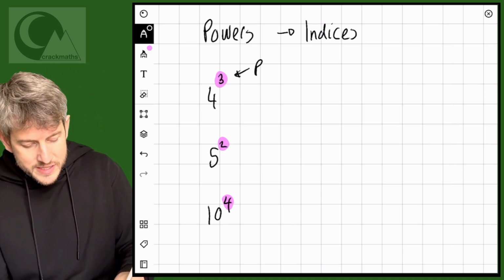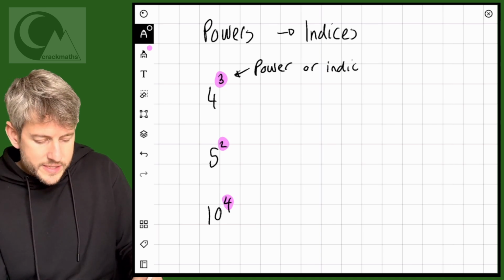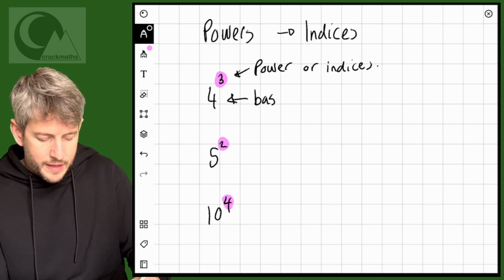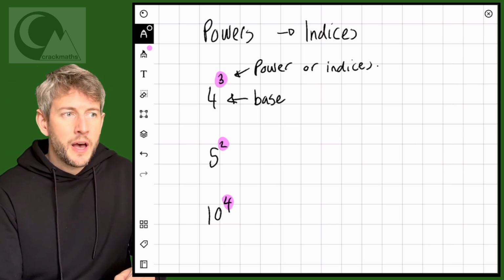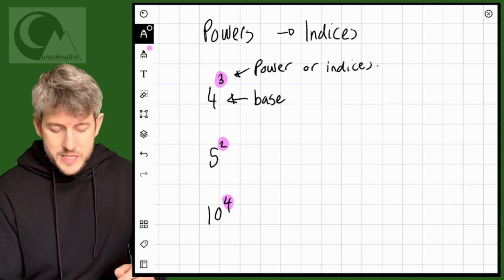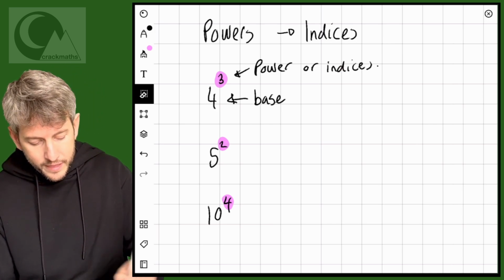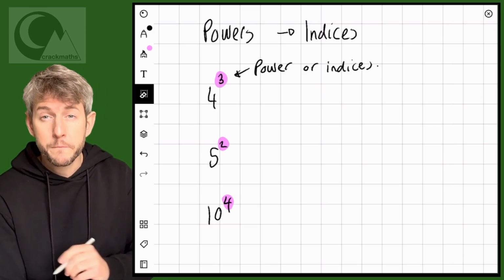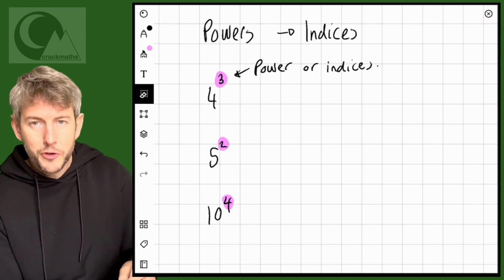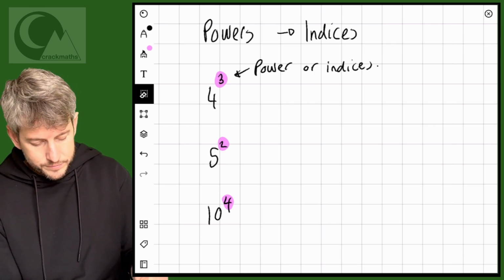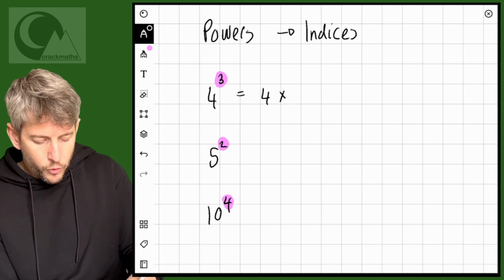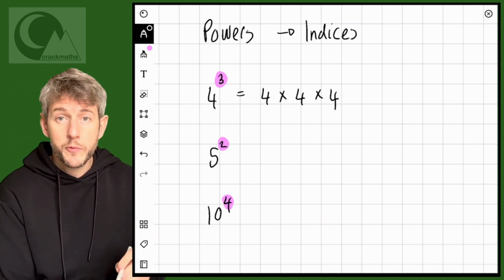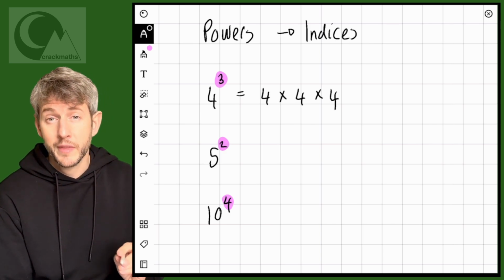So here, this is what we refer to as the power or indice, and this number here is what we refer to as the base. So this bit highlighted is the power indice and this bit below it is the base. Now the power dictates how many times we're multiplying together the base number. So if we've got 4 to the power of 3, this is going to equal 4 times 4 times 4, because we've got to multiply 4 together 3 times.